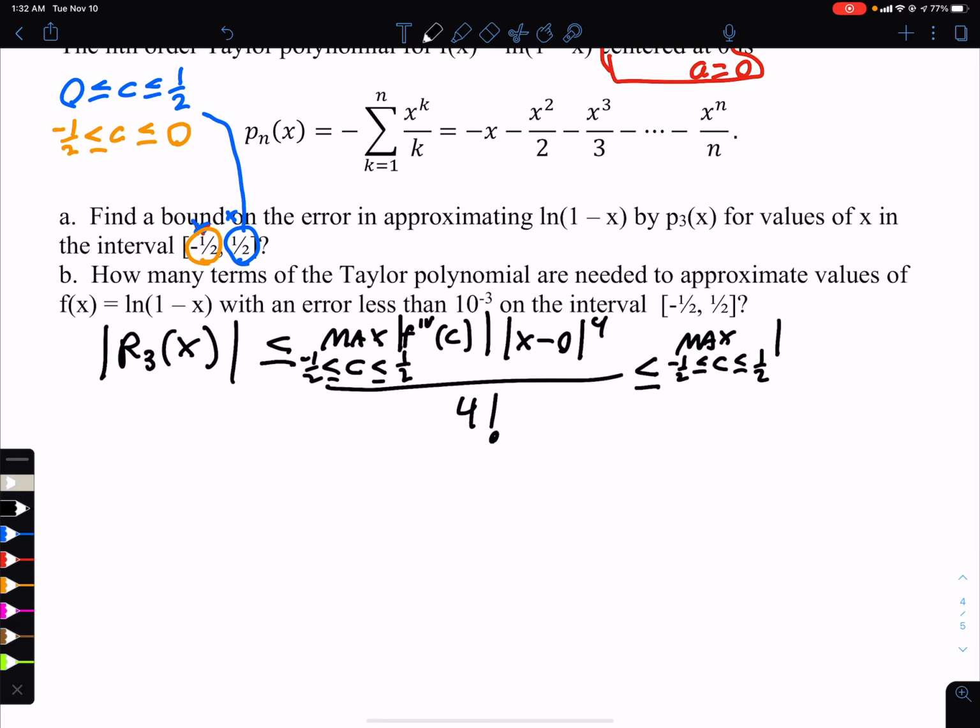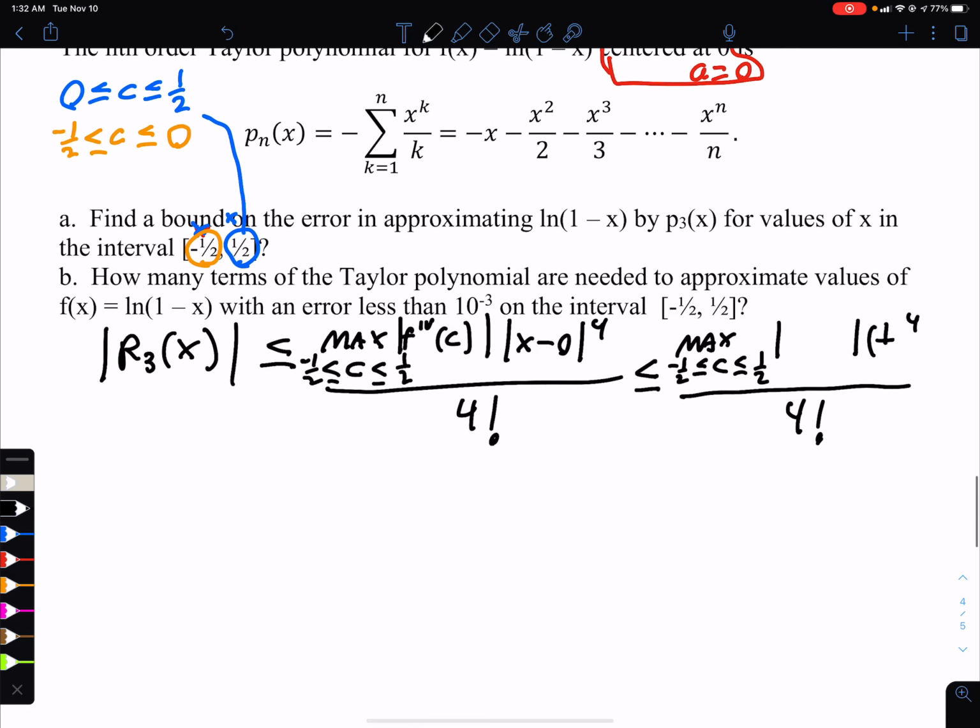Now the fourth derivative, we're going to find that, so let me leave that like that. Then we have x to the fourth, which is always positive, so I don't need my absolute value, over 4 factorial. But here's my claim. We're trying to find the maximum. So what x gives us a maximum value? Well, if x is between -1/2 and 1/2, the biggest it's going to be is when x is 1/2. So I choose 1/2 for that x. That's the biggest value we're going to get. But I need to find the fourth derivative.